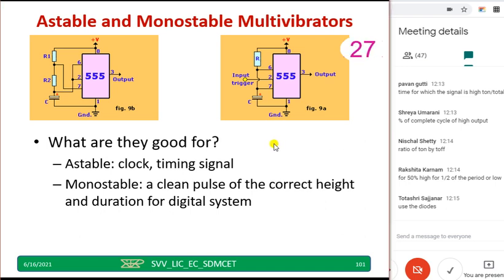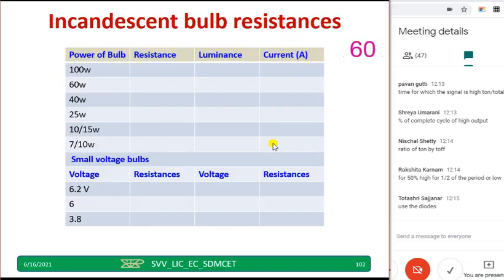So let me go to the next. Anybody knows whether the resistance of a 100 watt bulb will be more, or a 60 watt bulb will be more? Can you tell something? I'll wait for 1 minute for you.